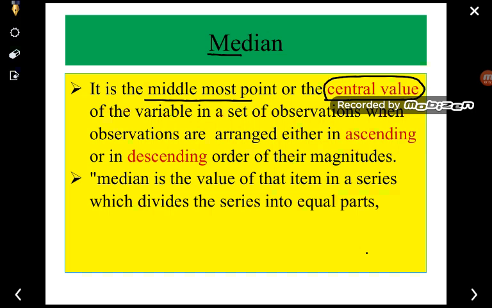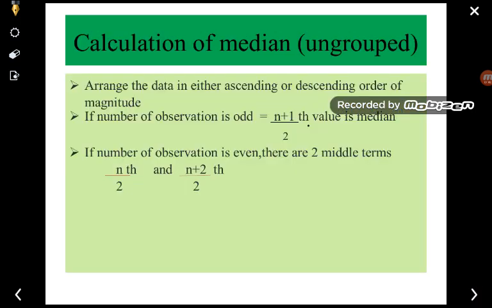क्या बोलेंगे हम? मीडियन. So median is the value of that item in a series which divides the series into equal halves. मतलब मीडियन क्या करता है? आपके जी नंबर ऑफ ऑब्जर्वेशन असेंडिंग या डिसेंडिंग ऑर्डर में अरेंज किया हुआ है उस सीरीज को दो इक्वल भाग में डिवाइड करता है. So it divides the series into two equal parts. So median is the middle value.